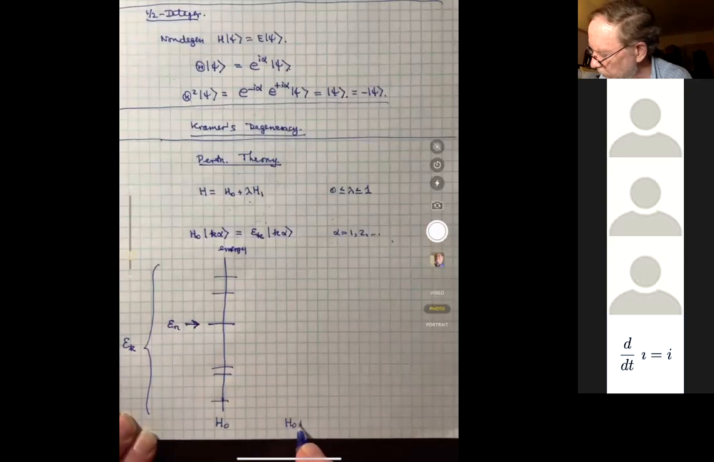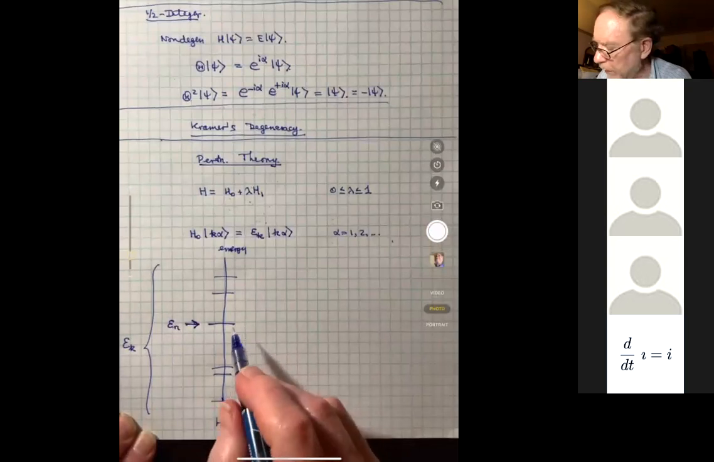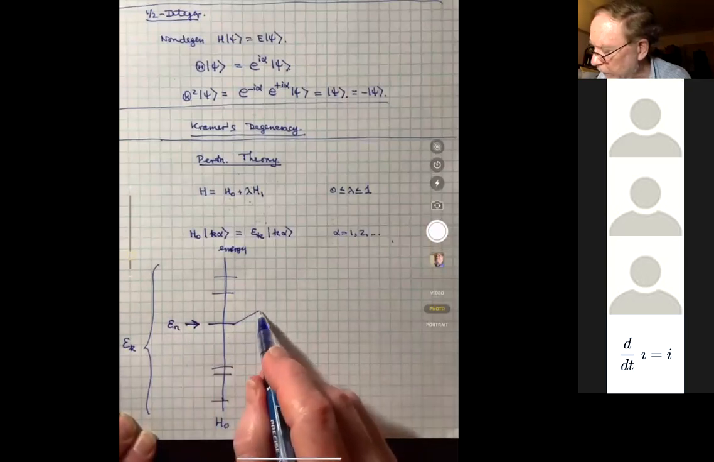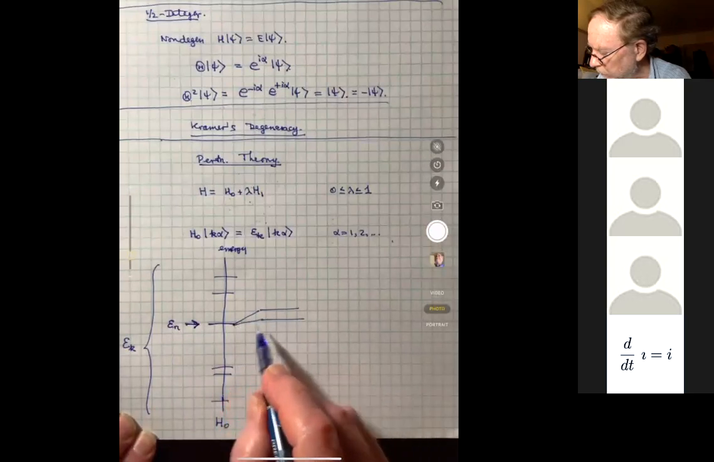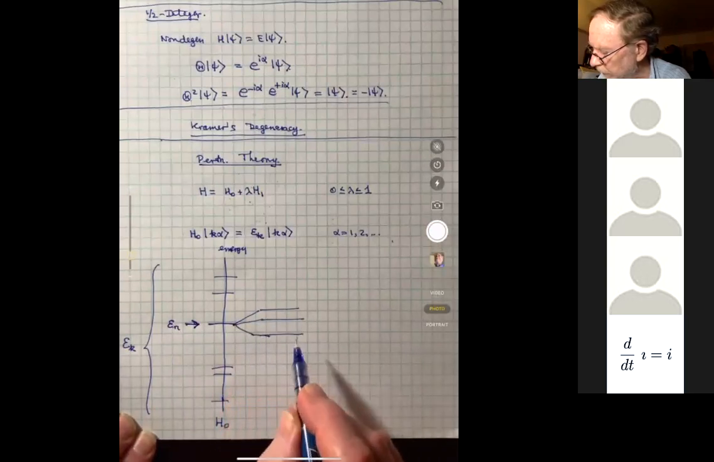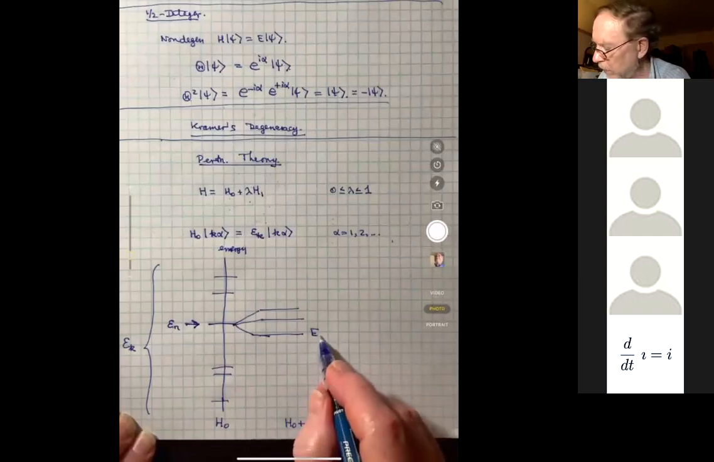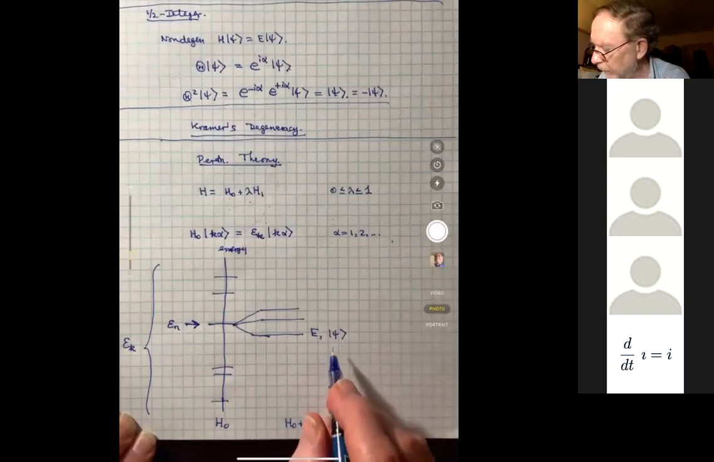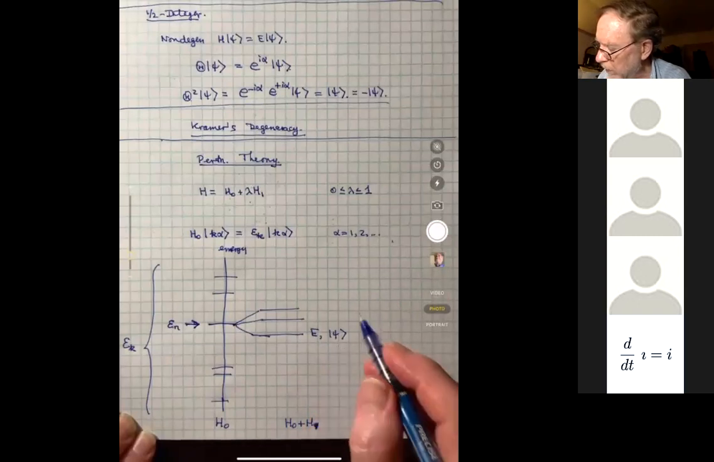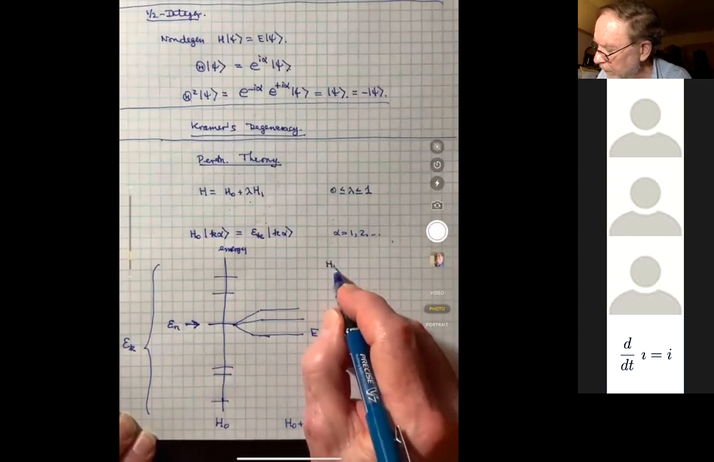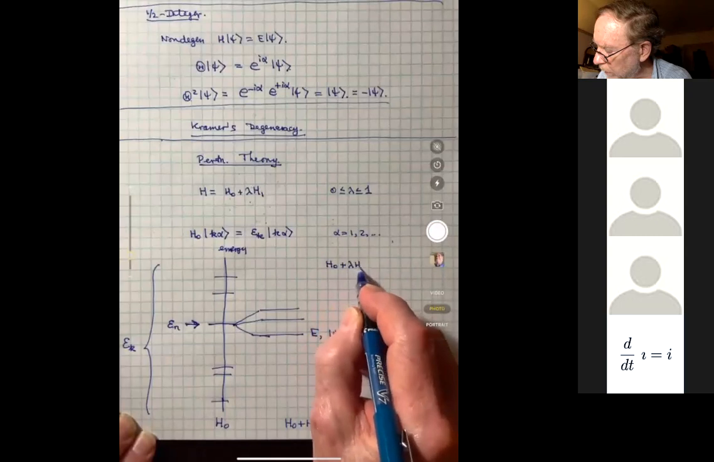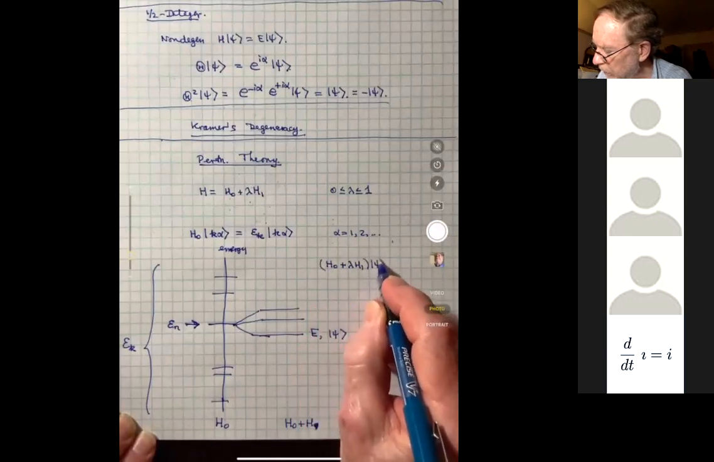So when I turn on the perturbation, H0 plus H1, what happens to epsilon N in general is that it will split. If it's degenerate, it'll split, and you get multiple levels that go off on various trajectories. Let's call the energy of one of them capital E. This is the exact energy of the fully switched on system. And let's call the corresponding wave function, or state vector, psi. So this is the exact eigenstate of the system. In other words, psi is defined by the equation H0 plus lambda H1 acting on psi is equal to E psi.